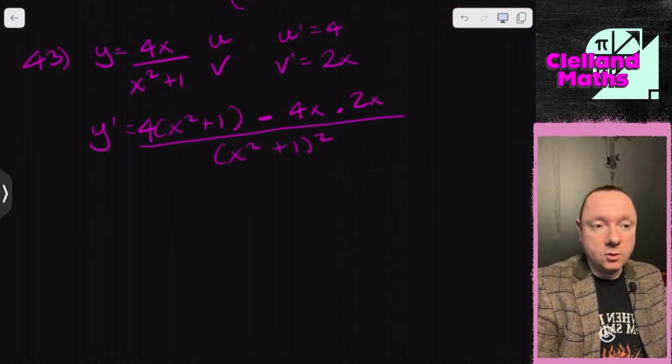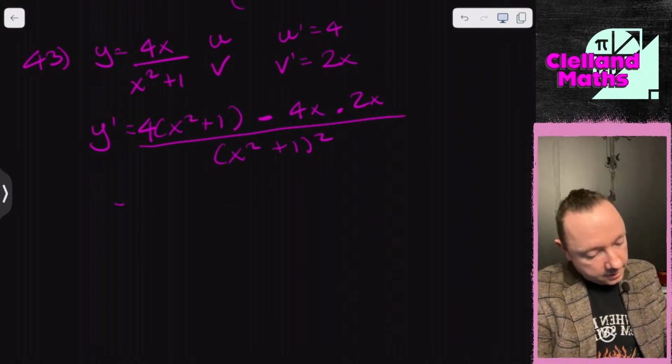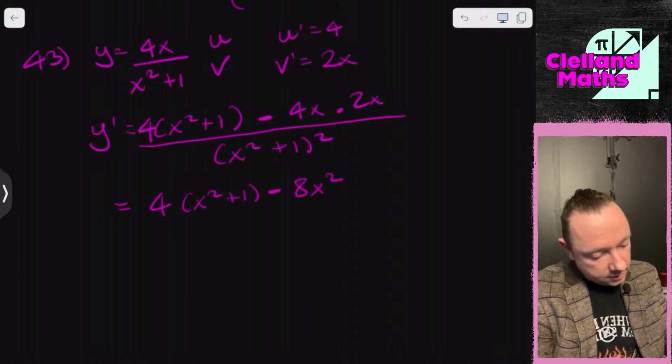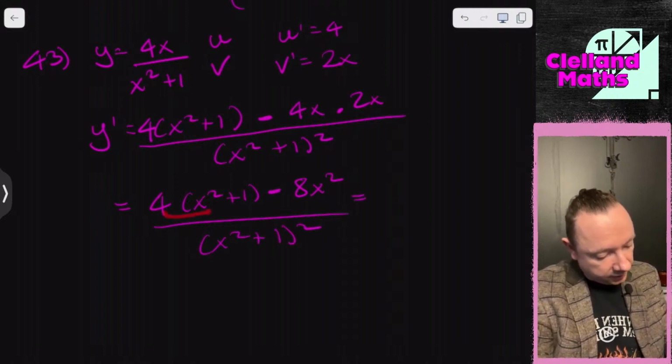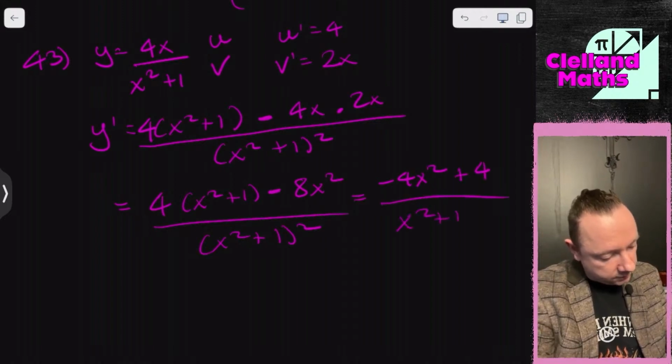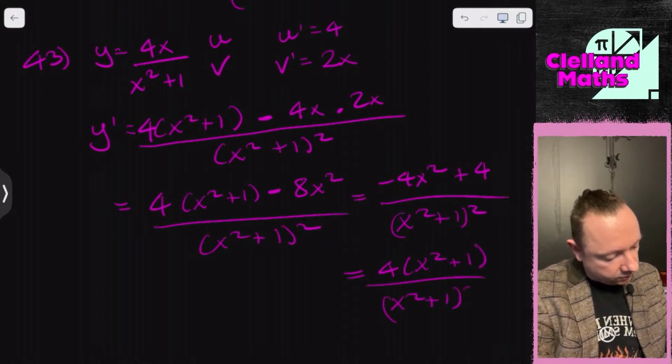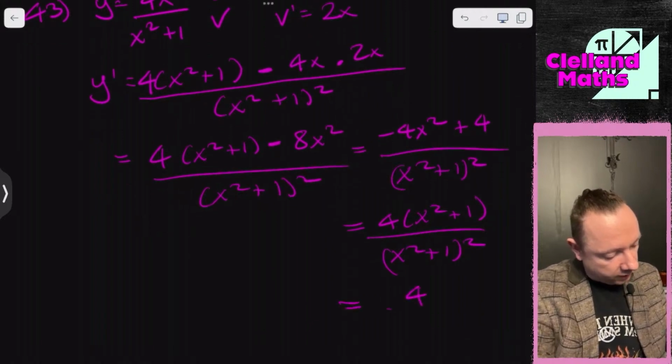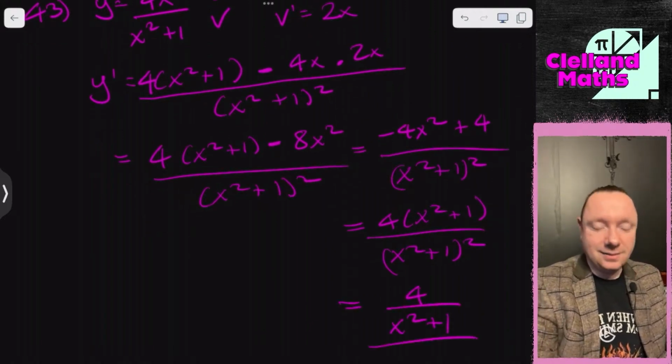Okay, so what happens when we do that one? Well, that gives me 4 times x squared plus 1 minus 8x squared, all over x squared plus 1 again, all squared. Let's expand that top bracket then. You've got 4x squared from here, minus the 8x squared would give me minus 4x squared. Take out plus 4 over x squared plus 1 all squared. 4 is a common factor on the top to get x squared plus 1 over x squared plus 1 all squared. Very nice. So that gives me 4 over x squared plus 1. And we're done there. I like that one.